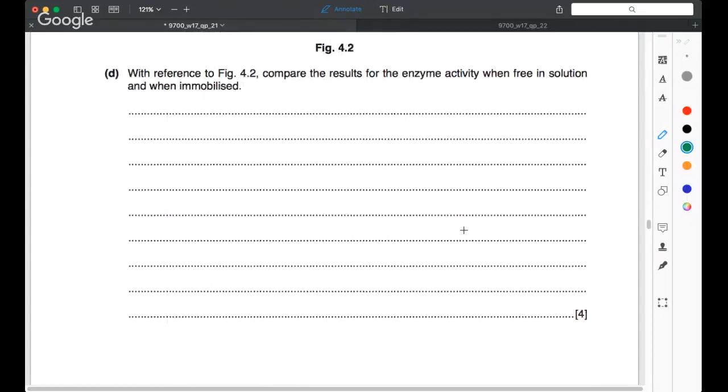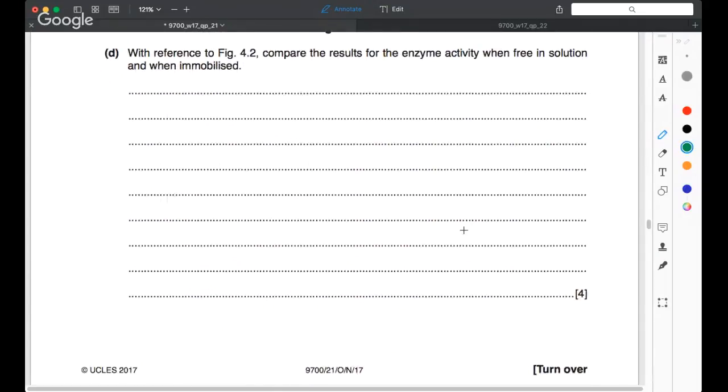So I would always comment on optimum temperature, always comment on maximum activity, and then if they're saying compare, you're free to comment on the similarities. So just state the obvious. They both rise and fall. They're both active within the temperatures tested.